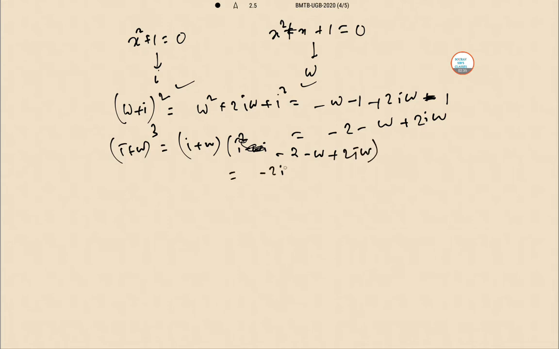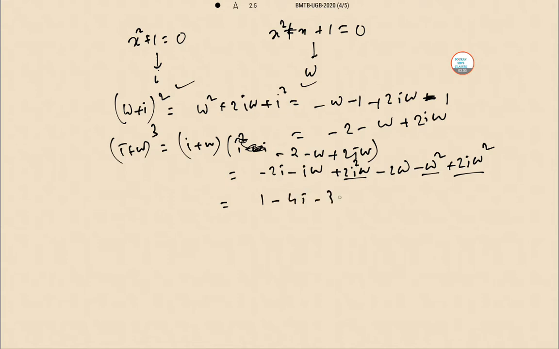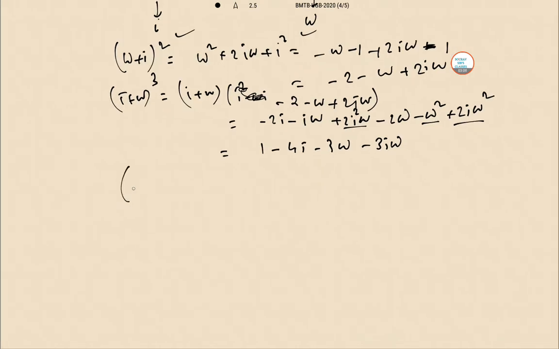Hence minus 2i minus i omega, 2i square omega minus 2 omega minus omega square, 2i omega square. In this way we recall i square is minus 1, so this will be minus 2 omega, and there will be another one. Doing all these things, omega square is replaced by minus omega minus 1, so we get 1 minus 4i minus 3 omega minus 3i omega. Once we get it, we can also calculate i plus omega to the power 4. My point is to get a common pattern, a common structure.